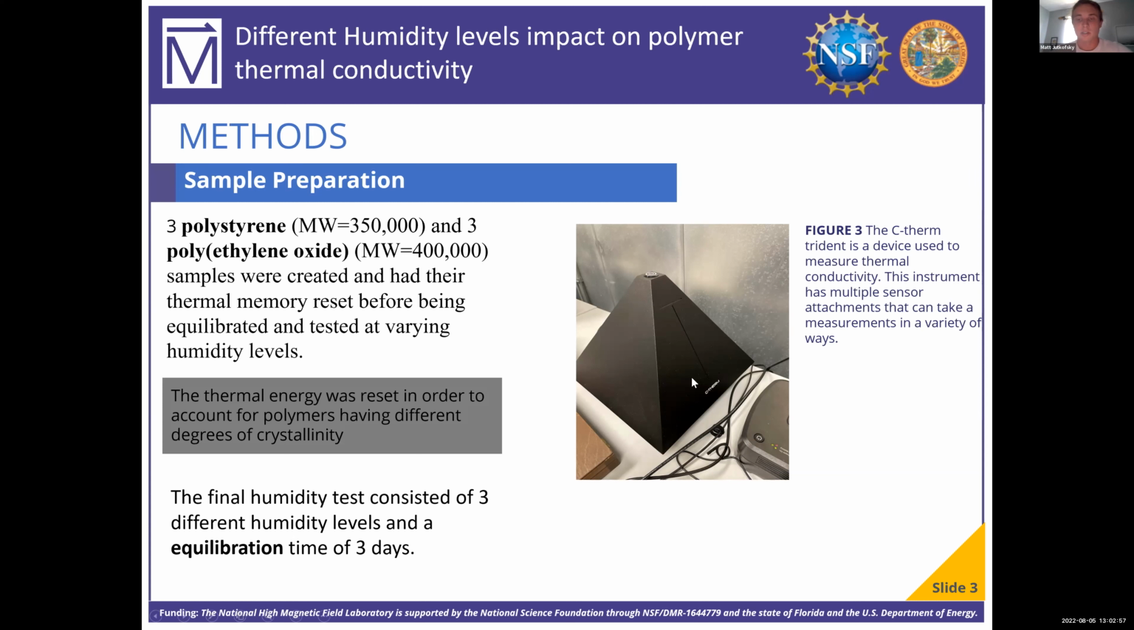Figure 3, as you can see here on the right, is the C-therm trident, which we then use to test our samples' thermal conductivities, because that's what this instrument is used for, testing thermal conductivity.